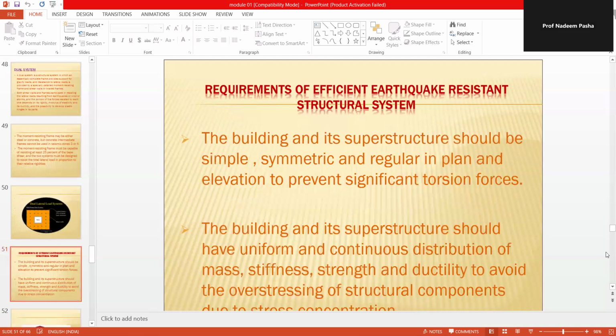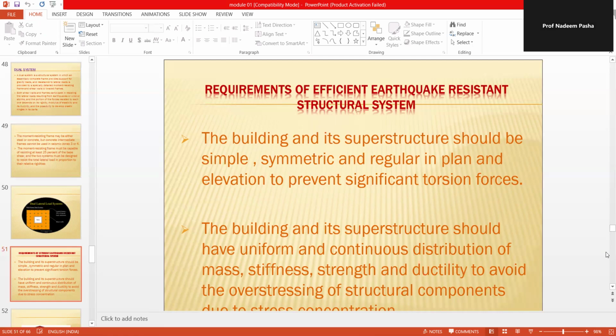Now comes the question, what is the requirement of an efficient earthquake resistant structural system? So till now what we have done is we have prepared a moment resisting frame and dual. First we have studied about moment resisting frame, which is a combination of beams and columns joined rigidly. Secondly, we have studied about shear wall or bearing wall. Finally, we have studied about dual, which is a combination of both the two, and we have come to the conclusion that 25% of earthquake load, or lateral load, can be minimized due to the construction of these systems. Now, what are the requirements of an efficient earthquake resistant structural system?